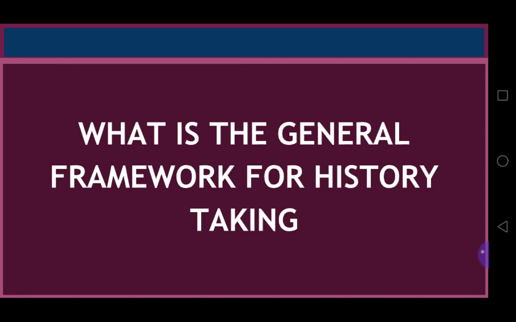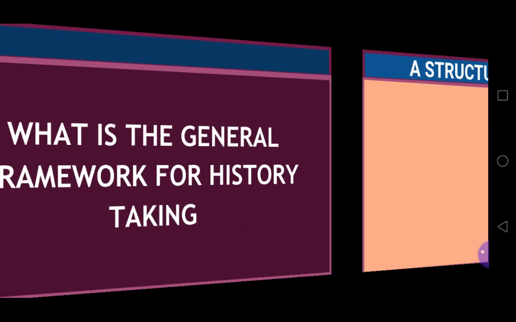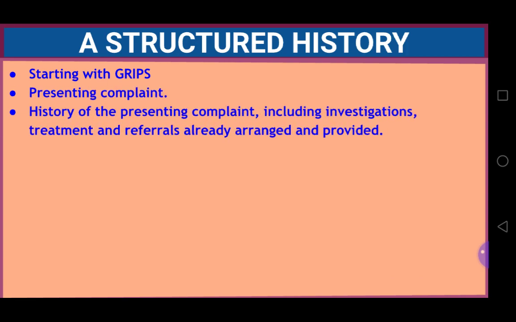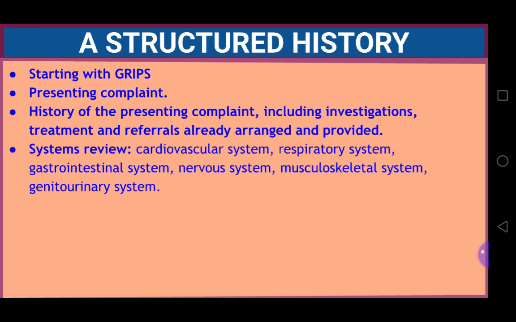So a general framework for history taking is that you should start with GRIPS, and I will discuss GRIPS in a while. Then presenting complaint, then history of the presenting complaint, which also includes asking about investigations, treatment, and referrals already arranged and provided. Then systems review, which includes asking important relevant questions about cardiovascular, respiratory, gastrointestinal, nervous system, musculoskeletal system, genitourinary system.